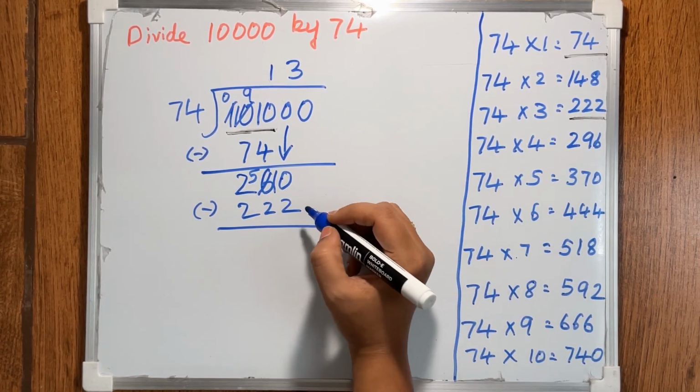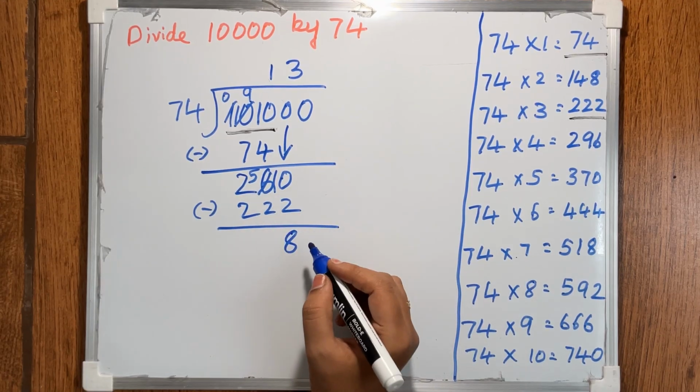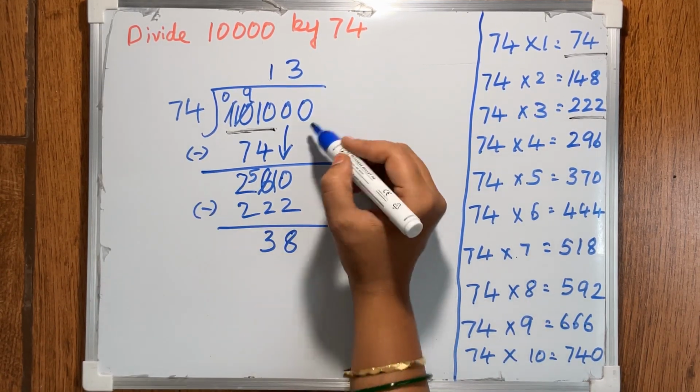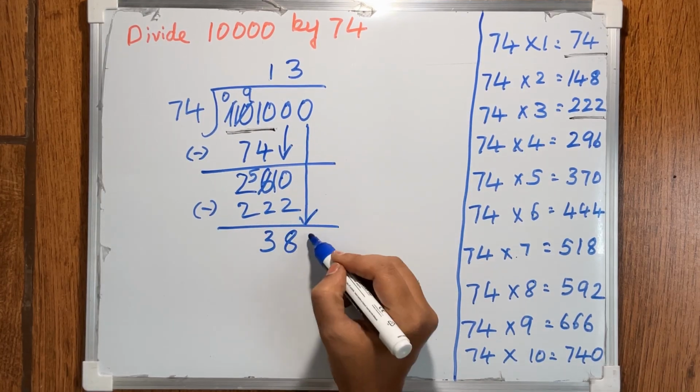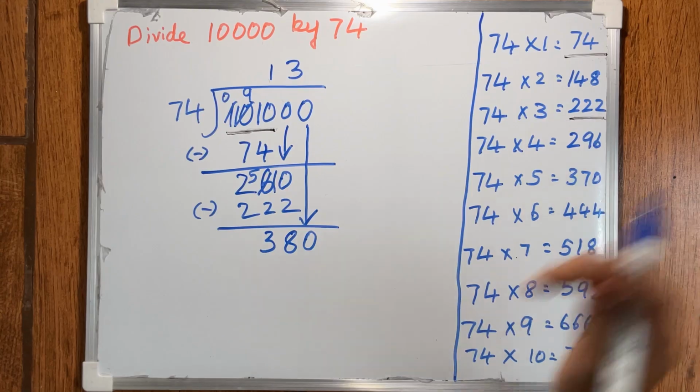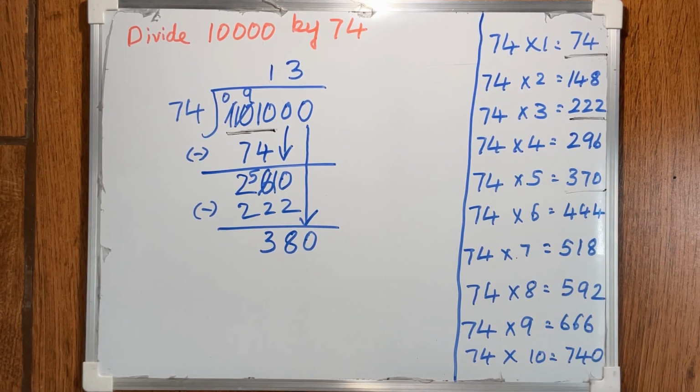10 minus 2 is 8. 5 minus 2 is 3. As we can't divide 38 by 74, let's bring down the next digit 0. So let's check in the table where does 380 come. 380. Okay, let's opt for this one, 370.